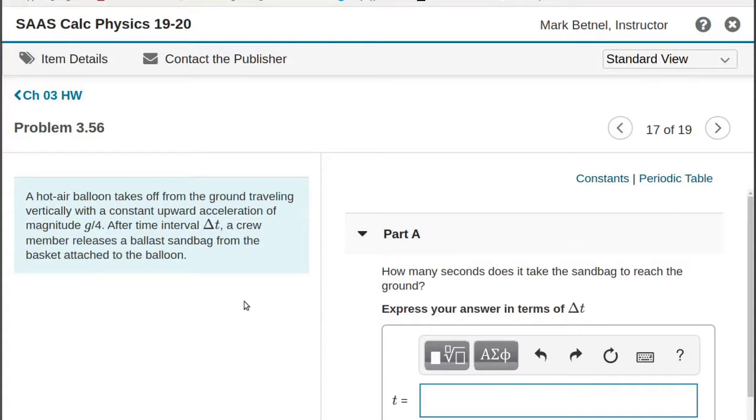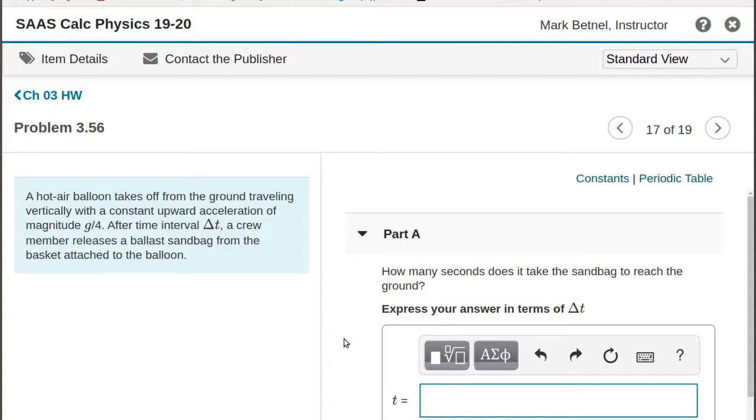So this is pretty interesting, and it's a little bit tough for us because we haven't done very many that are so abstract. We don't really have numbers in this problem. We have an upward acceleration that's 1/4 of the acceleration that it would have if it were falling downwards. And we've got a time interval that's not specified numerically. And the answer that we're going to express is going to be in terms of delta t. So that means that we're going to be eventually coming up with an algebraic expression for how many seconds it takes to fall to the ground, depending on how many seconds you allowed it to rise up before you cut the sandbag.